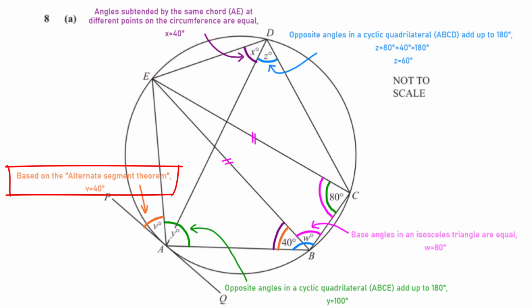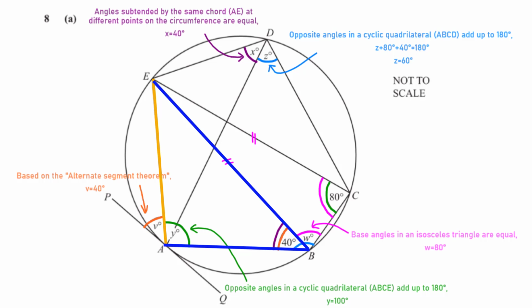Based on the alternate segment theorem, if this angle is 40 degrees, then angle V should also be equal to 40 degrees. Chord AE subtends 40 degrees at the circumference of the circle and also subtends angle X at another point on the circumference. This means X should also be equal to 40 degrees.